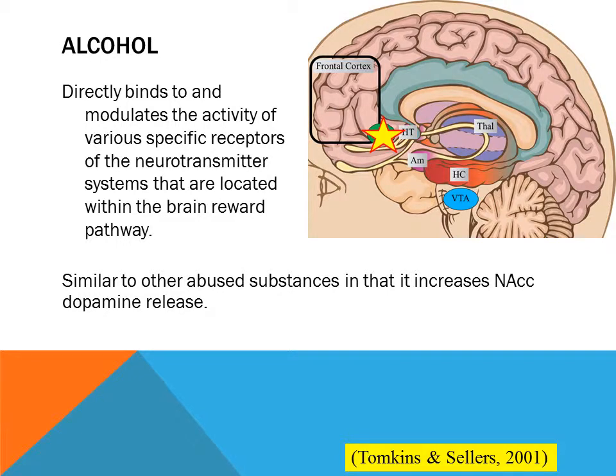Alcohol binds to and modulates the activity of various specific receptors of the neurotransmitter systems that are located within the brain reward pathway. Alcohol is similar to other abused substances in that it increases the nucleus accumbens dopamine release.